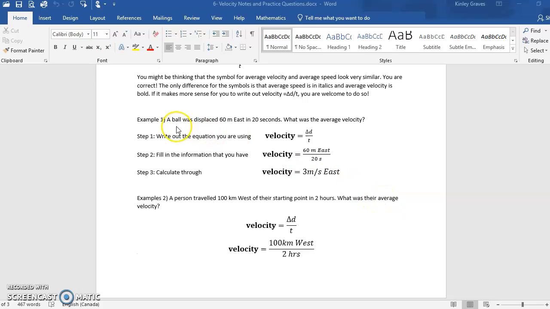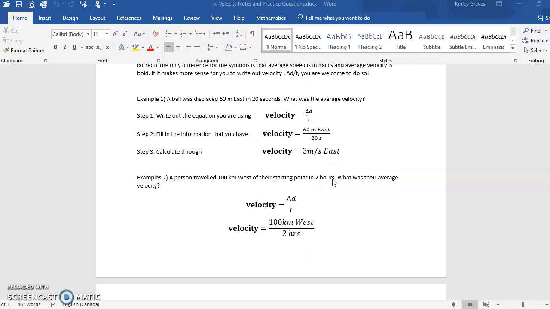So if we look at an example here, it says a ball was displaced 60 meters east in 20 seconds. What was the average velocity? So for step one, you write out the equation that you're using. So velocity is equal to displacement divided by time. Step 2 is to fill in the information that you have. So we know that our displacement is 60 meters east, and it took 20 seconds for that to happen. So we have 60 meters east divided by 20 seconds. Step 3, we calculate through. So velocity is equal to 3 meters per second to the east.